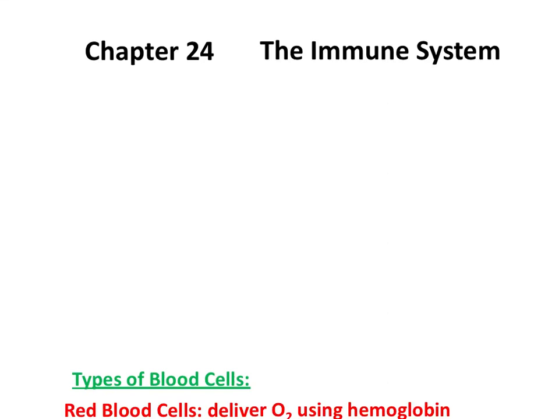This video is chapter 24, the immune system notes. An immune system response is a blood-based response. So organisms that don't have blood are not immune to things.